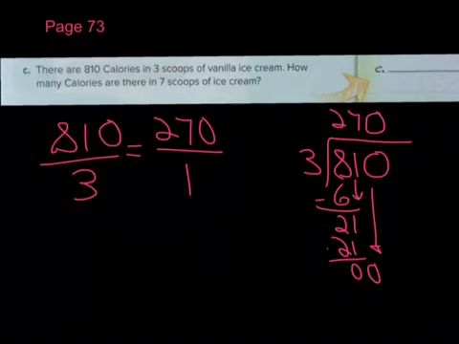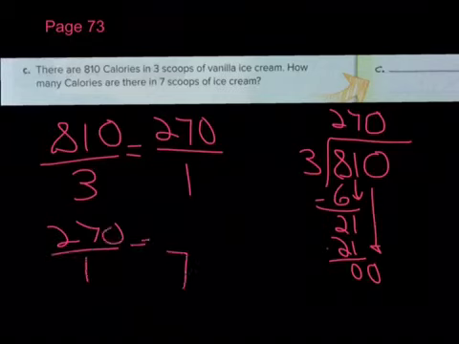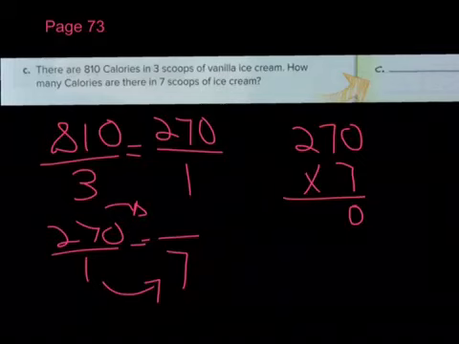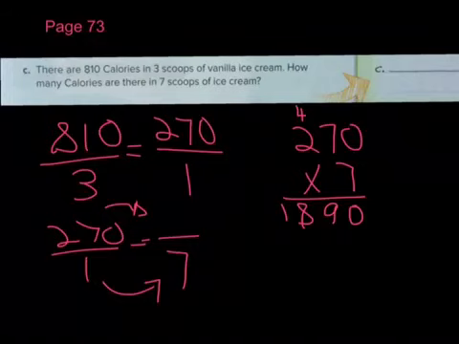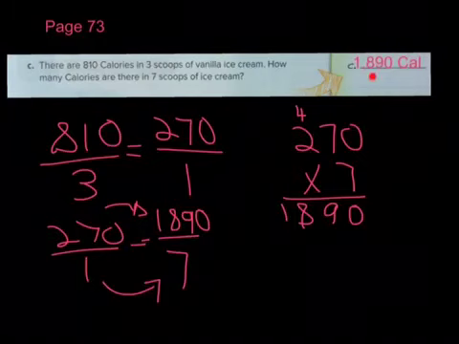What's our question? How many calories are there in 7 scoops of ice cream? So let's take our new ratio, 270 over 1 equals 7 over what? Well, what did I do to the 1? I multiplied it by 7. That means I must multiply 270 by 7. So we have 1,890 calories.